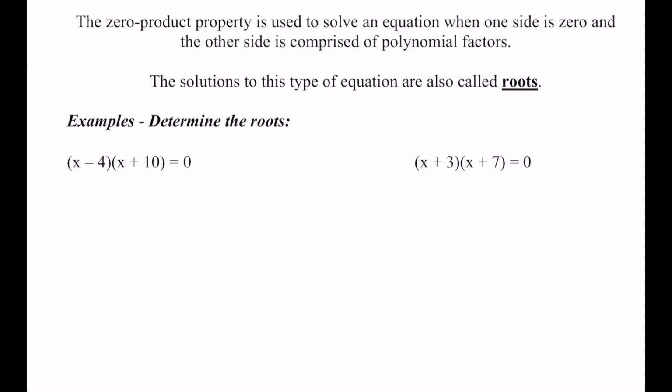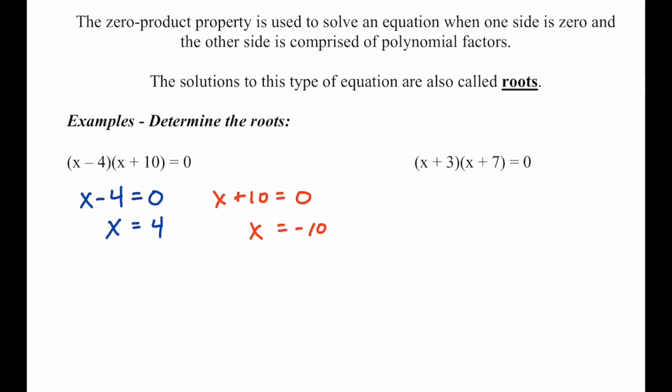We've got two factors, x minus 4 times x plus 10, and they equal 0. Well, if I'm going to use the zero product property, it states that either the first factor was 0 or the second factor was 0. Now, once I've set up these two equations, I can use my knowledge of equation solving from the beginning of the year to get the values of x. In the first case, x is going to equal 4. In the second case, x is going to equal negative 10. And these are the roots. These are the values of x that make the equation true.